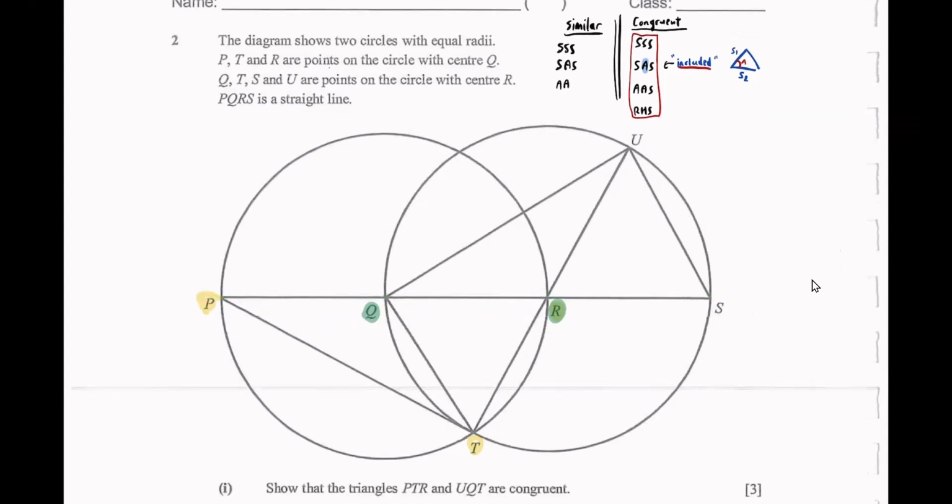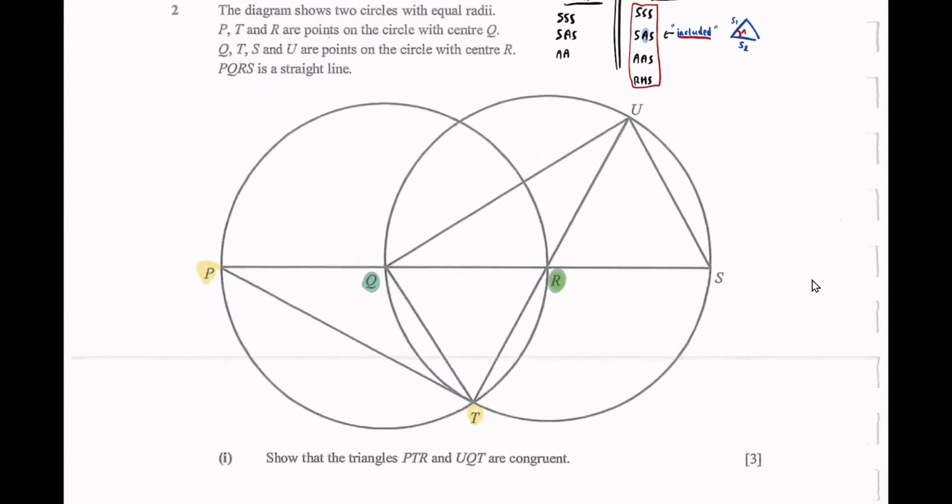Then show that the triangles PTR, where's PTR? Let me see. Over here. And UQT, where's UQT? UQT is here. You want to show that they are congruent. Let me think a bit.